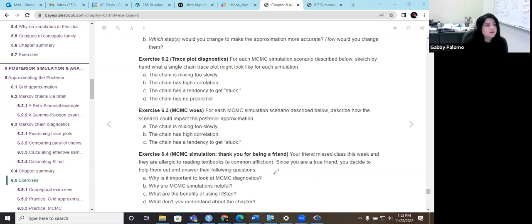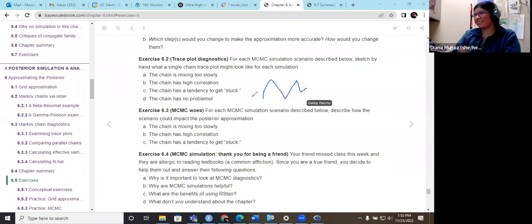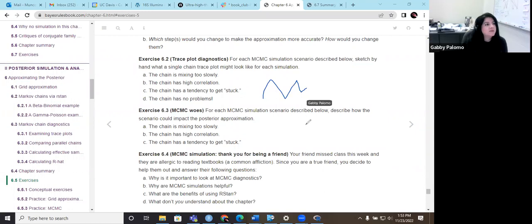Oh, can I draw? Annotate. Yeah, I think I can draw. Yeah, I did that one, right? Okay, let me change colors.